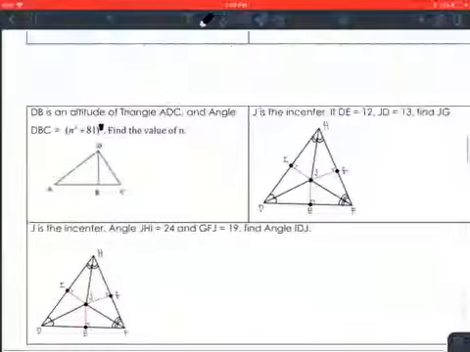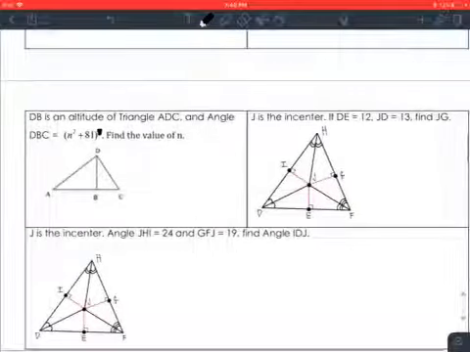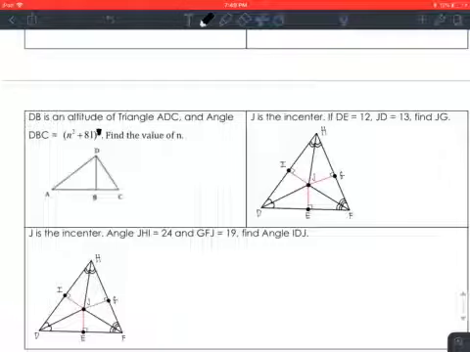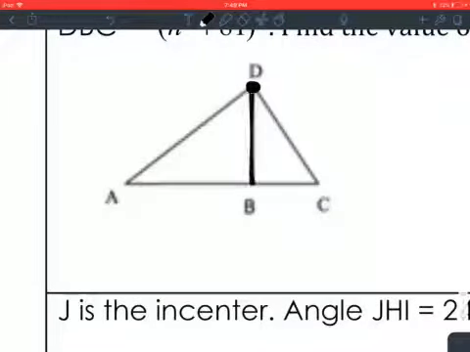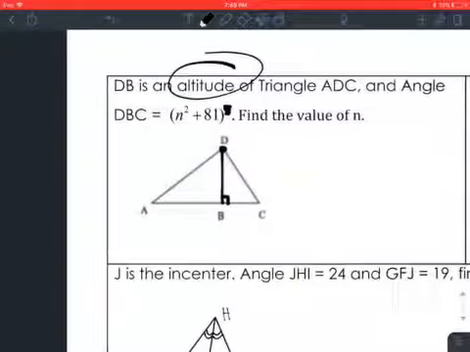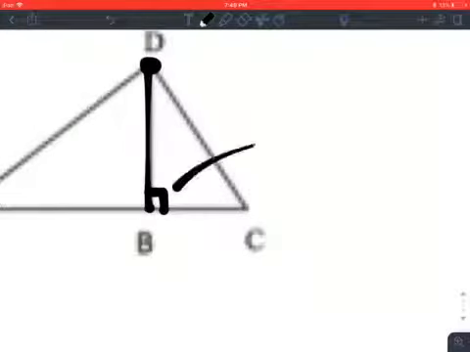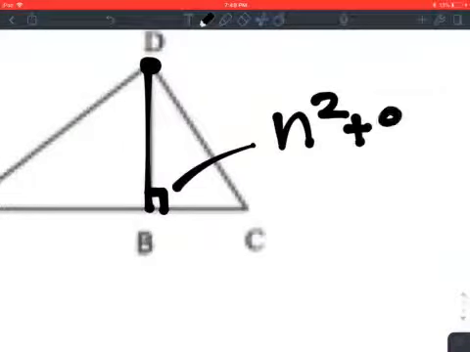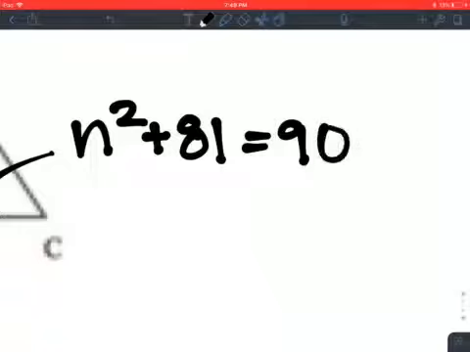Okay. All right, so to continue on with this little section here, we know that DB is an altitude of triangle ADC. Altitudes are the segments that connect a vertex with the opposite sides at a right angle. They're perpendicular, okay? So we're given that angle DBC is n squared plus 81, okay? And because that's a right angle, we know that it equals 90 degrees. So we're going to set that equal to 90, and then we're just going to solve.